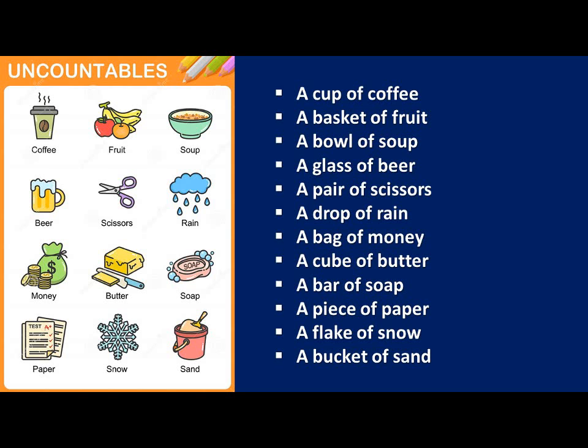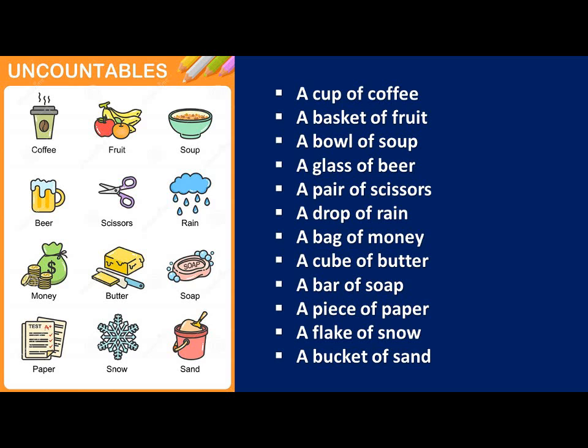So these are some of the uncountable nouns. Let's look at one last slide, and here are some samples. Often we have to add another word to the uncountable noun to identify it. So for example, coffee. A cup of coffee. I'd like a cup of coffee. Fruit. I want to buy some fruit. I want a basket of fruit. Soup. We say bowl of soup or cup of soup.